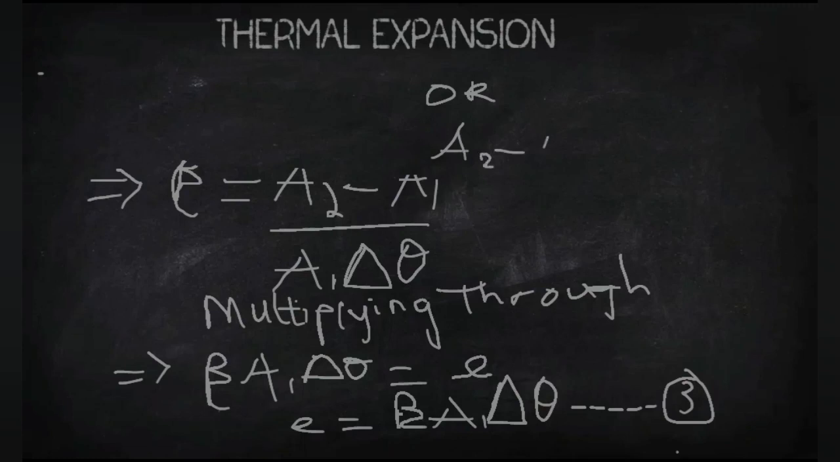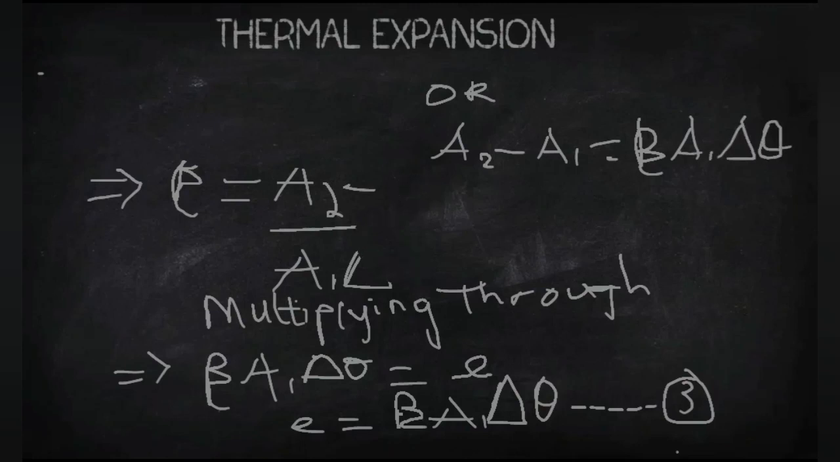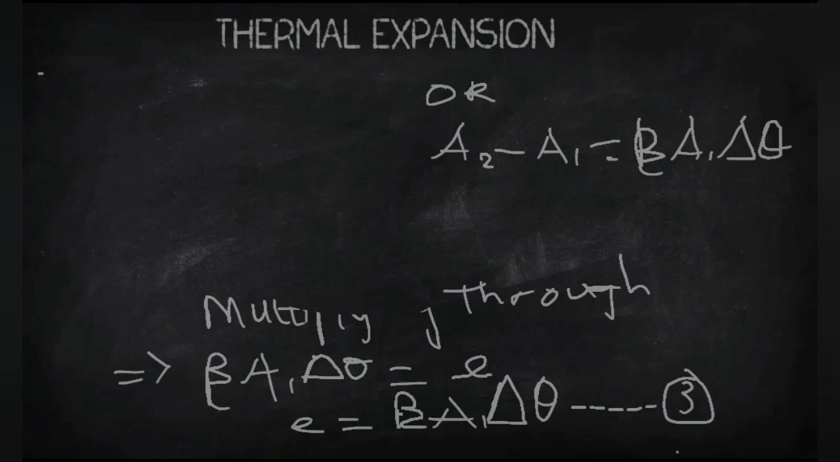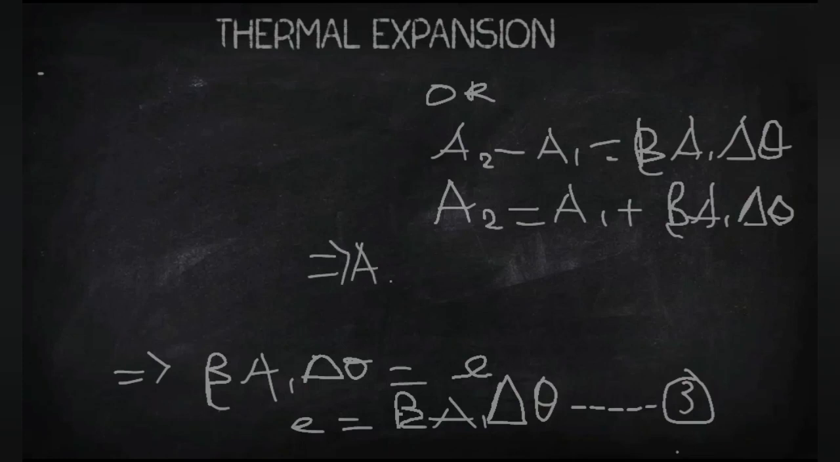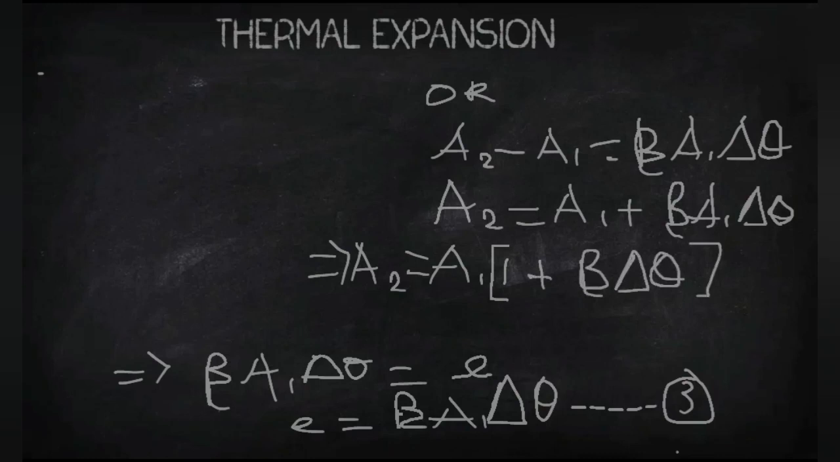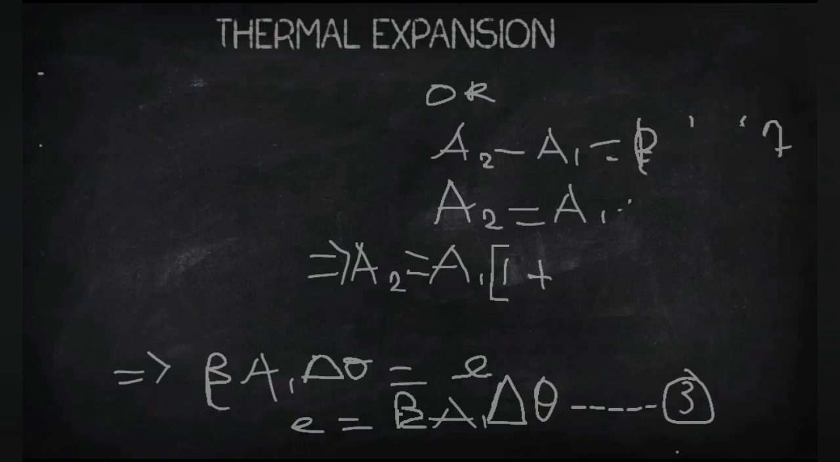Or A2 minus A1 is equal to beta A1 delta theta. So A2 is equal to A1 plus beta A1 delta theta, because we are sending the A1 to the other side of the equation to become plus. Factorizing A1 out, A2 is equal to A1 times bracket 1 plus beta delta theta, equation 4.